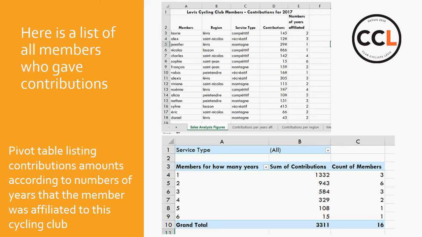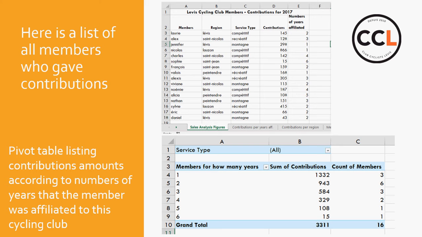To do so, he went over the data entered in the table and created pivot tables to make the results more visual for him. Surprisingly, on average, he found out that the cycling organization is receiving more donations from members who just entered the club than from the old ones.